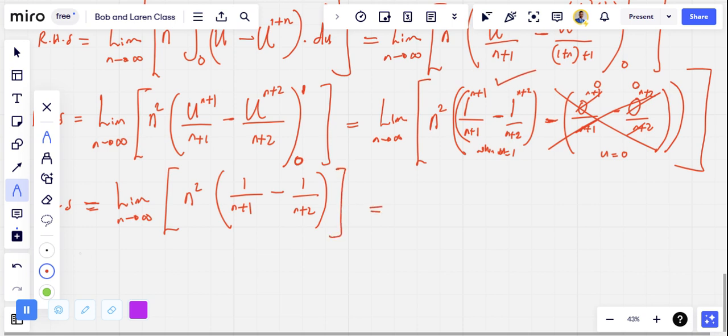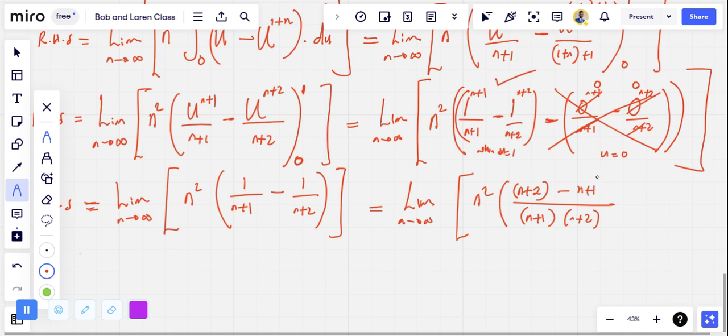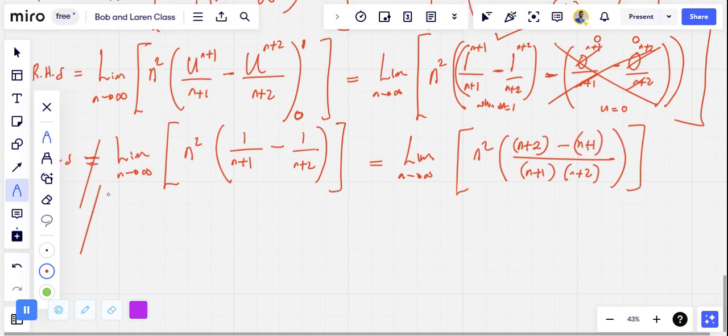I'll close the bracket. So what I have left now is just the limit as n tends to infinity of n squared. If I find the LCM of n plus 1 and n plus 2, it is their product. So if this cancels this, I'll be left with n plus 2 times 1, that's n plus 2 in a bracket, minus. If this n plus 2 cancels this one, I'll be left with n plus 1, n plus 1 times 1, that's still n plus 1. But please make sure you put this in a bracket to avoid any negativity error.